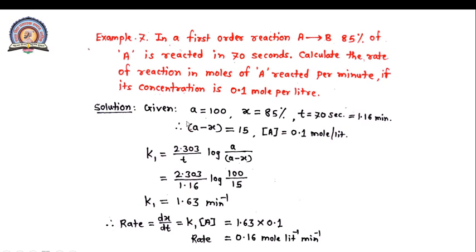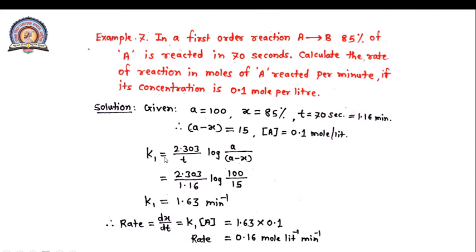Solution. Given value A is equal to 100, X is equal to 85%, T is equal to 70 seconds. But here we calculate the rate of reaction in moles of A reacted per minute, and the given time is 70 seconds. If you convert this 70 seconds to minutes, 70 divided by 60, we get 1.16 minutes. And therefore, A minus X is equal to 15, that means 100 minus 85 gives 15.